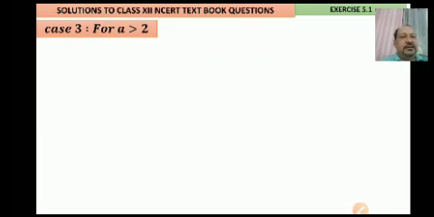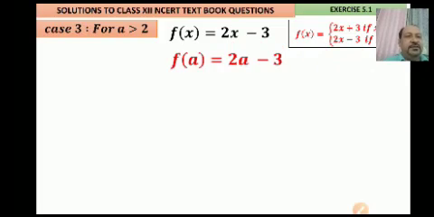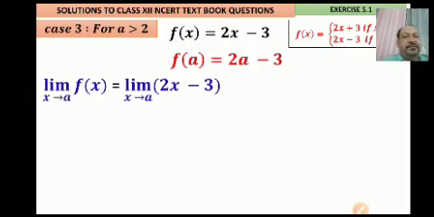For case 3, for a is greater than 2. When a is greater than 2, it means x is greater than 2. The definition of the function is 2x minus 3. So f of a equal to 2a minus 3. Now limit x goes to a, f of x equal to limit x goes to a, 2x minus 3, which is equal to 2a minus 3.